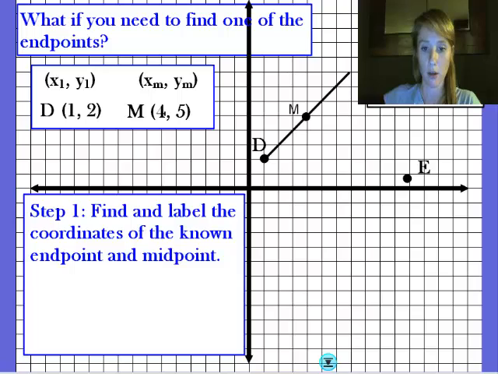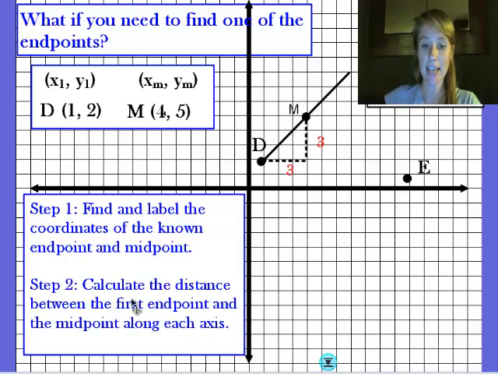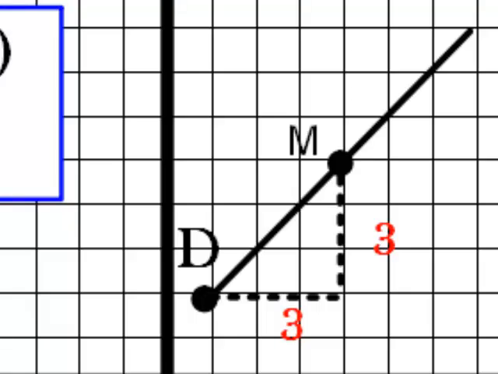Great. My second step is to calculate the distance between the first endpoint and the midpoint along each axis. What I want you to visualize is the distance I have to travel along the x-axis from the first endpoint to the midpoint. I've traveled 1, 2, 3 units along the x-axis to get from D to M. Now let's do the distance along the y-axis. 1, 2, 3. I've also had to travel 3 units along the y-axis. Great, so that's step 2.